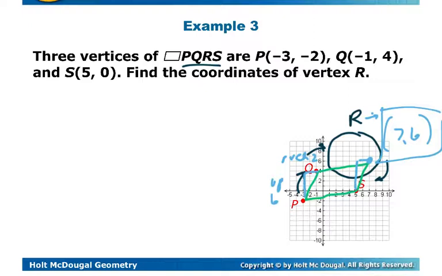Alright. And again, it could have been a shape that ended up being down here, because that's also a parallelogram. But again, because of the order of the letters, we needed to make sure that we would find R up here, so that it could be P, Q, R, and then S.